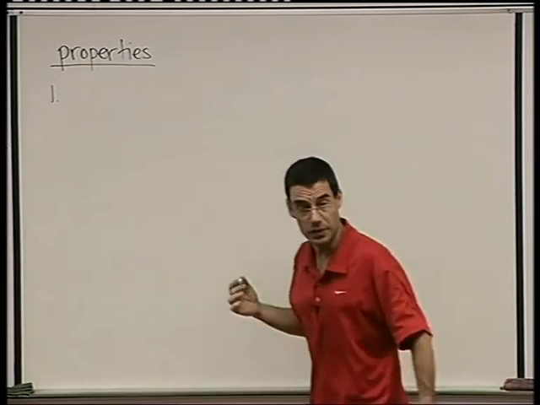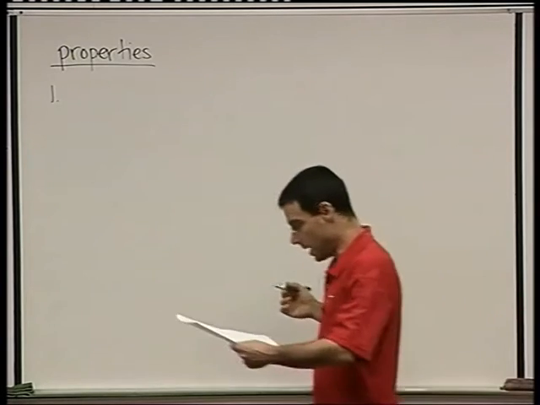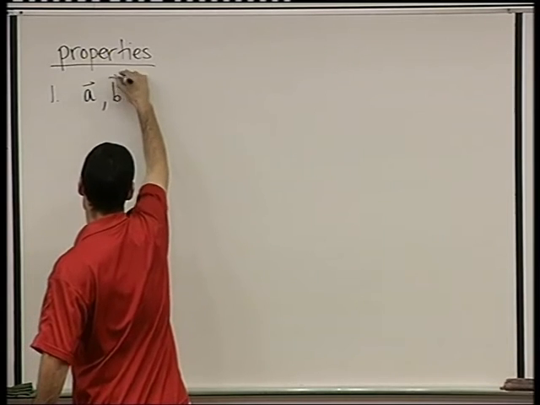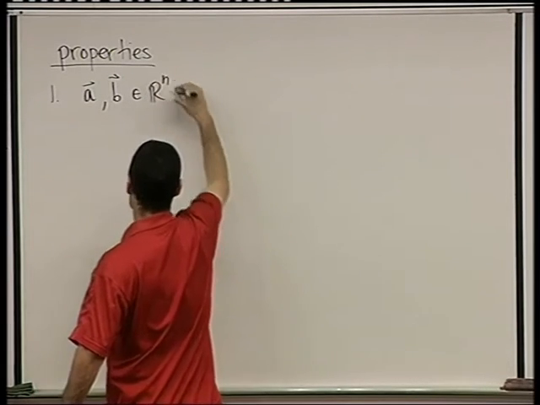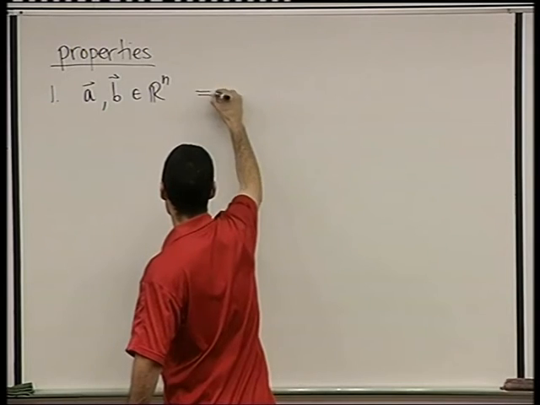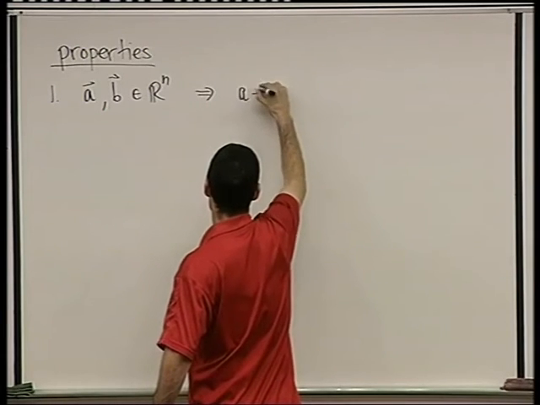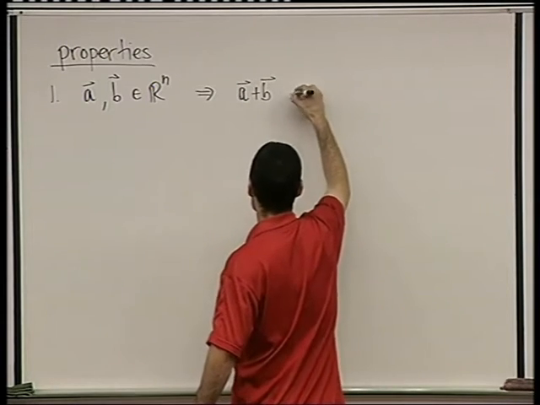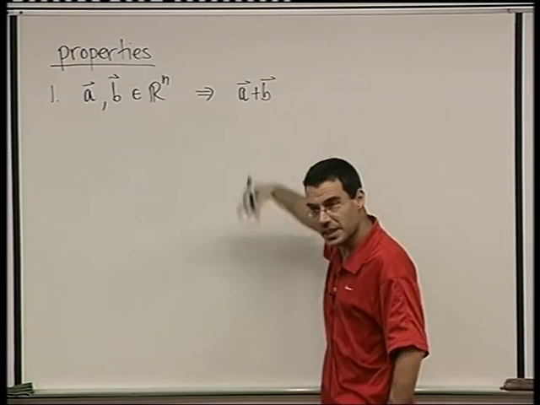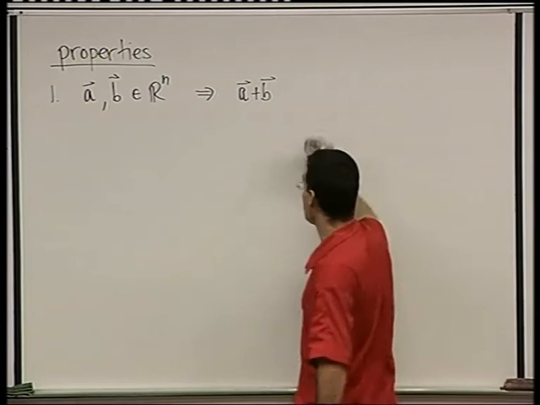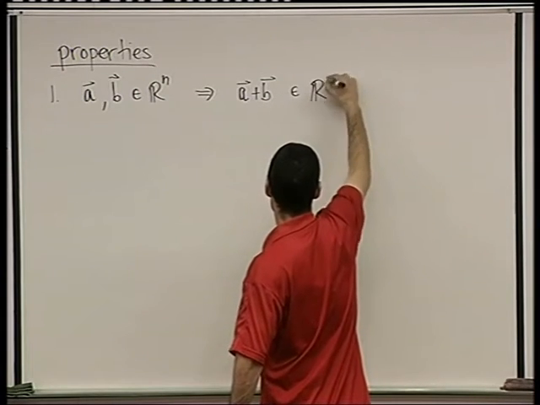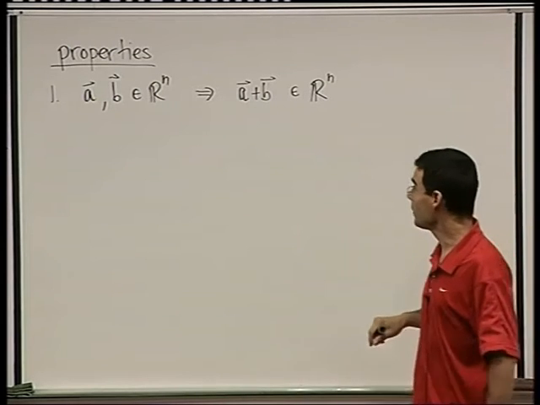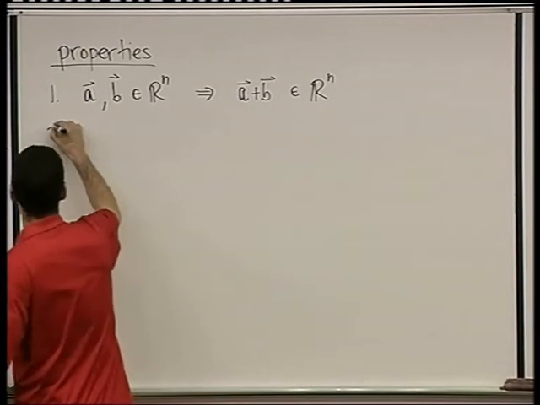Maybe something trivial to say, but we'll see that it's very important. If we take two vectors, A and B, elements of Rn, this implies that if we add them, the sum is again a vector in Rn. Okay? We're adding two things, we're getting something of the same nature, right? Do you agree? Okay.